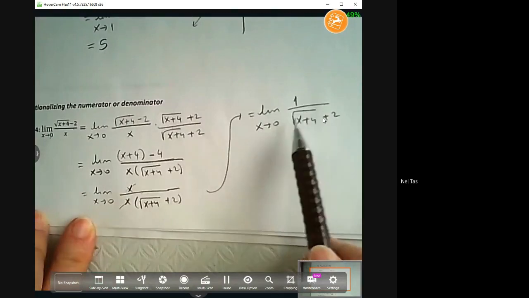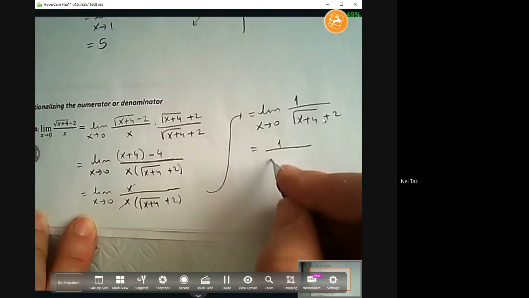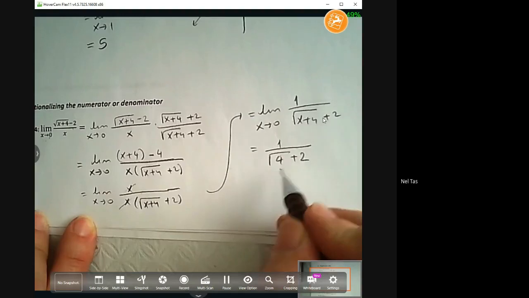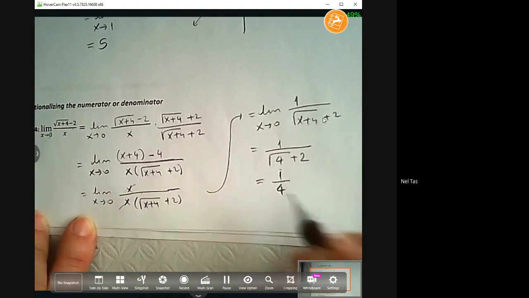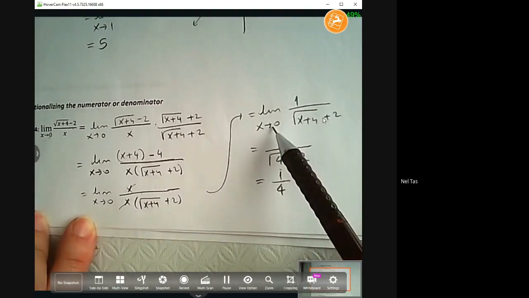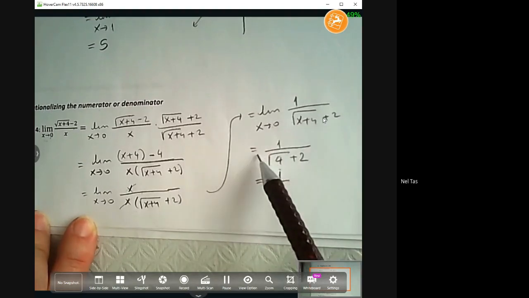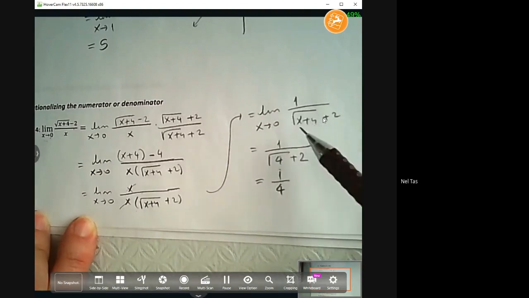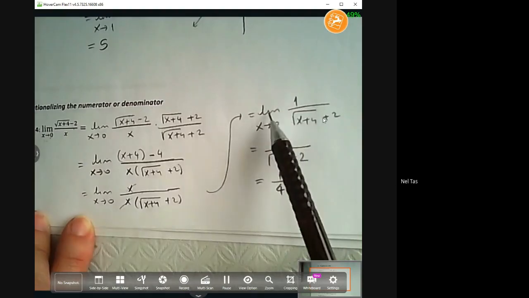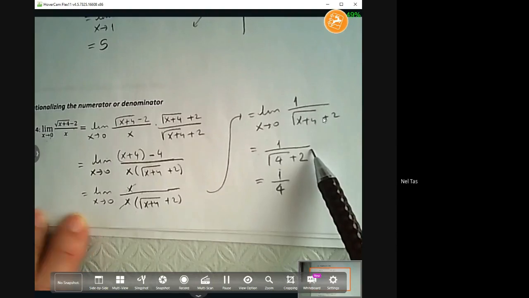Now actually you can substitute 0. So you get 1 over square root of 4 plus 2. So that is 2. 2 plus 2 is 4. You get 1 over 4. As you substitute the x value, you don't write limit anymore. So be careful with that step. Until you substitute, you keep carrying the word limit. As you substitute, you do not use it anymore.